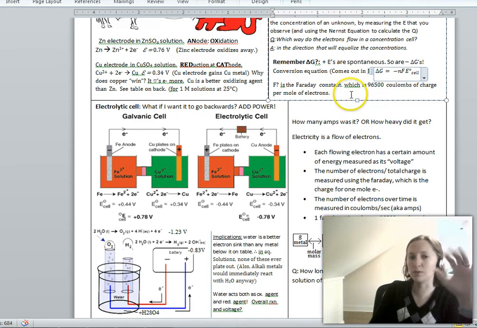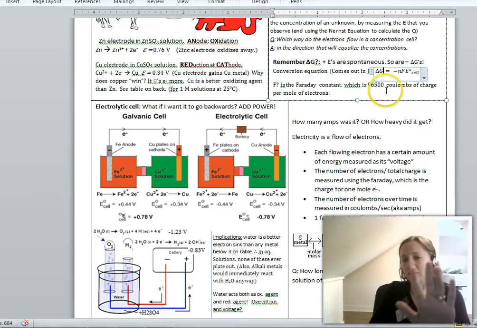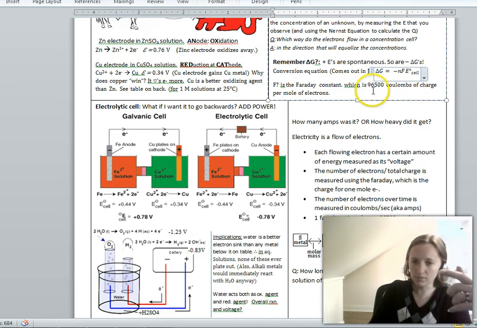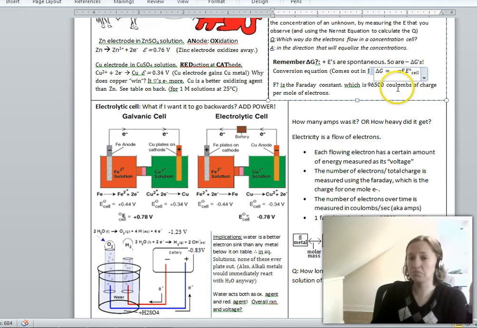So you've got to be able to convert between how much charge there is on electrons in coulombs and the number of moles of electrons. So here it is: coulombs, which is the regular unit for charge, which I believe is one of the SI units. There are 96,500 coulombs of charge per mole of electrons.